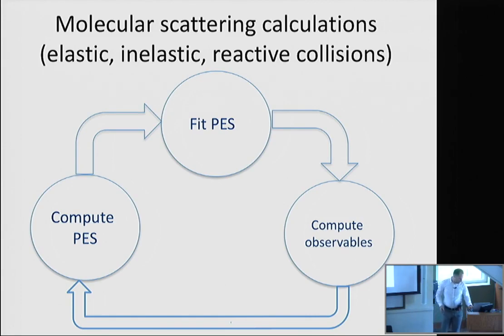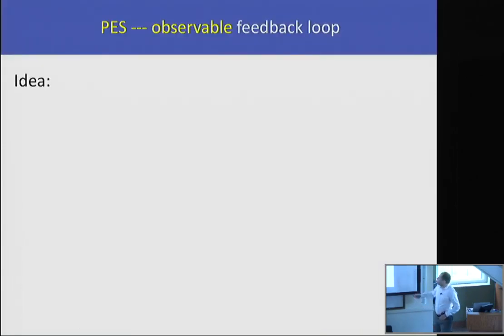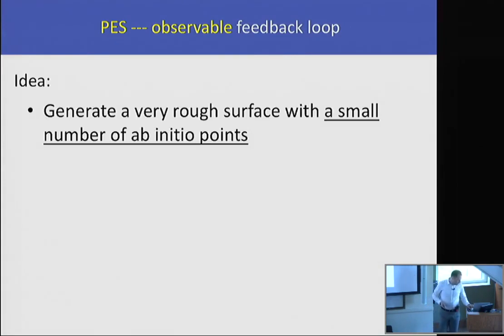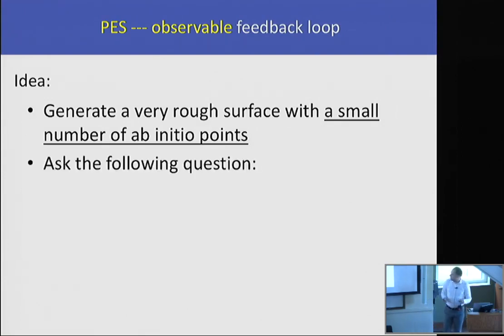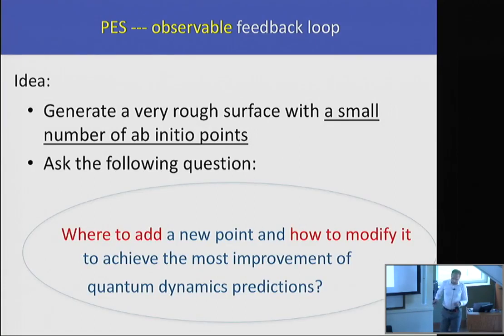Again, what we're proposing here is the potential energy surface observable feedback loop, and the idea is to generate a very rough surface with a very small number of ab initio calculations, and then have a cycle, and basically ask the following question: where to add a new ab initio point in the configuration space, and how to modify it, because, like I said, the ab initio points will not always be error-free. Well, more often than not, they are.